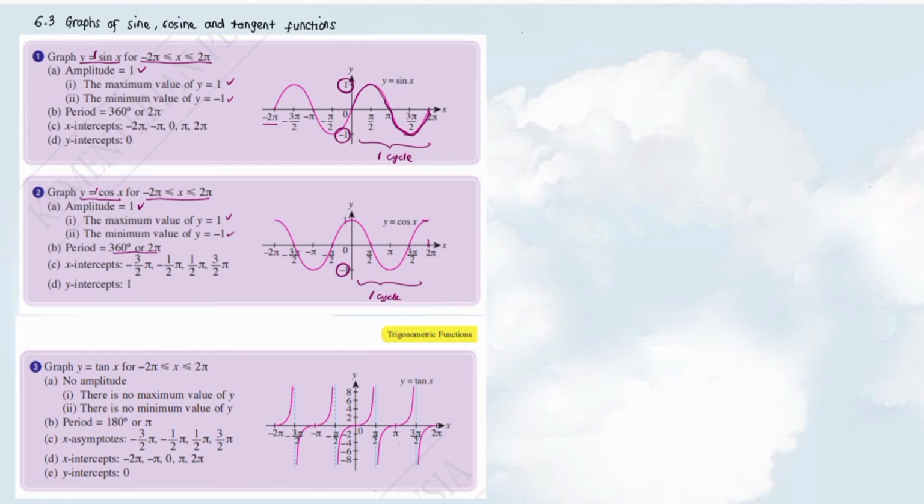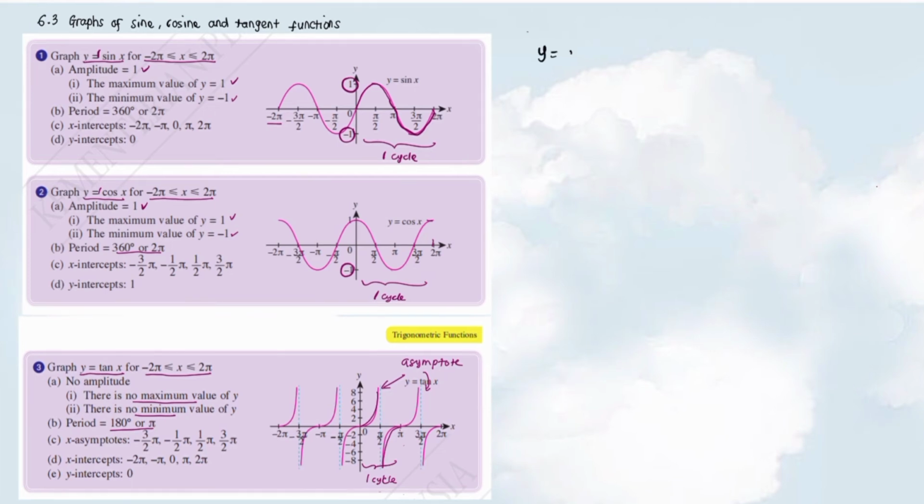Graph y equal to tan x for negative 2 pi to 2 pi. There is no amplitude, there is no maximum value of y, there is no minimum value of y. The lines here we call asymptotes. The x asymptotes are negative 3 over 2 pi, negative 1 over 2 pi, 1 over 2 pi, 3 over 2 pi, and the y-intercept is equal to 0. I repeat, here is the cycle for the graph of tan x. The period for tan x is 180 for one cycle, and the graph will keep on repeating this shape.